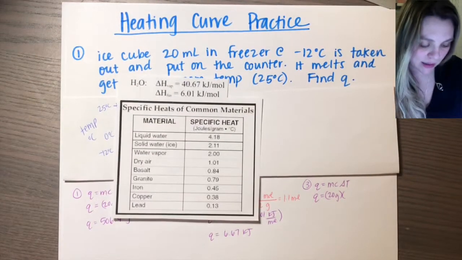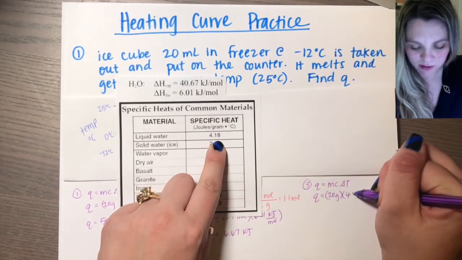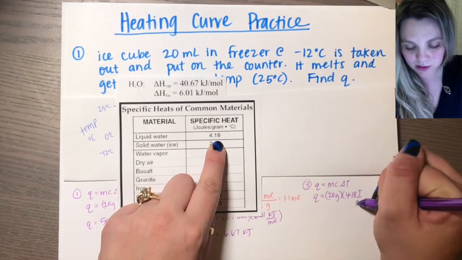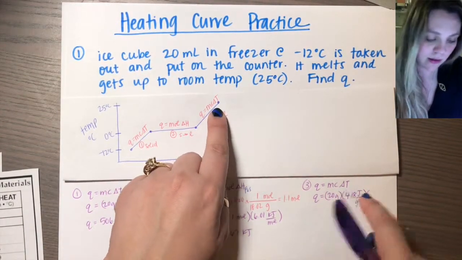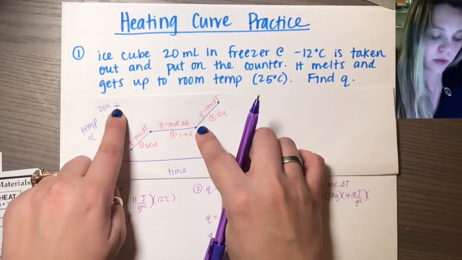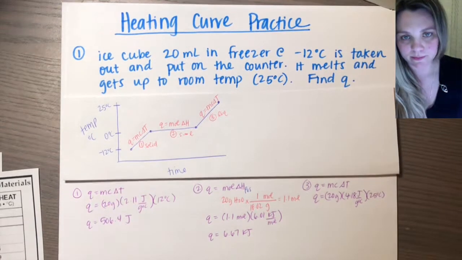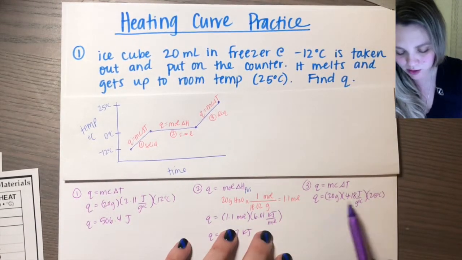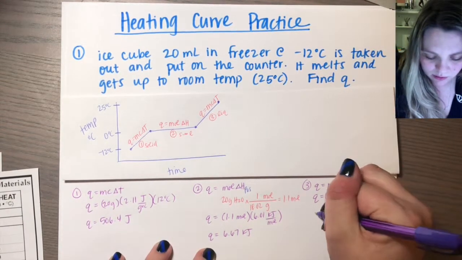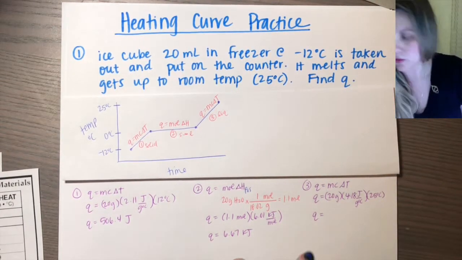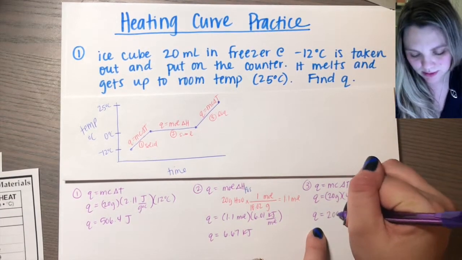Your specific heat of liquid water, 4.18 joule per gram degrees Celsius. And your delta T just of step 3, I went from 0 degrees up to 25 degrees. So 25 degrees Celsius. Okay, multiply all those three things together. Grams cancel, degrees Celsius cancels, which is nice because then I get an answer in joules. I'm solving for heat. And it's 2,090 joules.